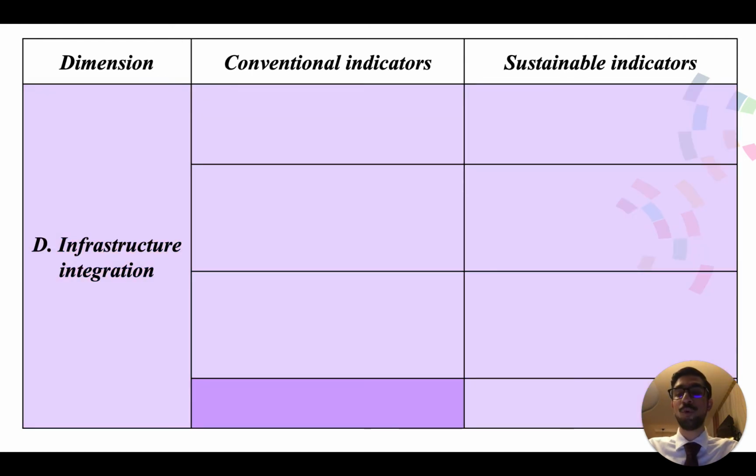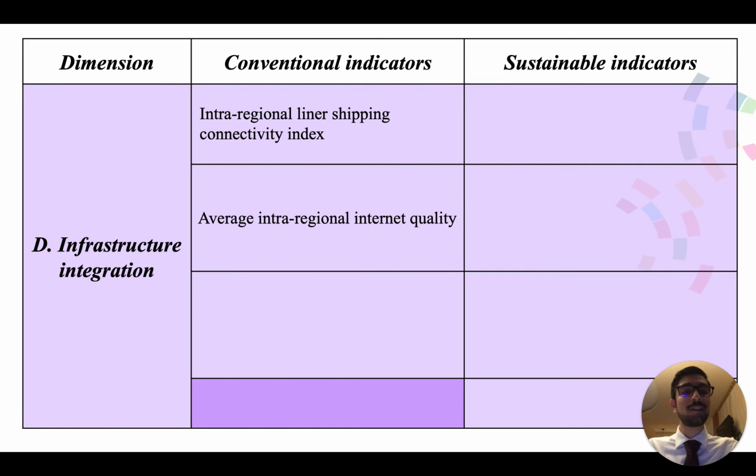This brings us to the fourth dimension of DigiSRII, infrastructure integration. Regional integration requires good connectivity through transport and telecommunication networks, as well as enabling regulatory conditions. Indicators for transport and telecom infrastructure include liner shipping connectivity index as well as quality of internet connectivity. The indicator reflecting enabling regulatory conditions is intra-regional trade facilitation implementation. In addition, decreased intra-regional trade costs represent overall improvement in intra-regional connectivity.